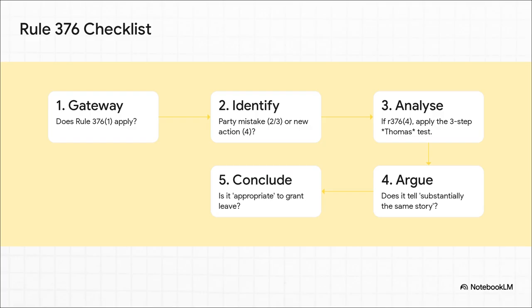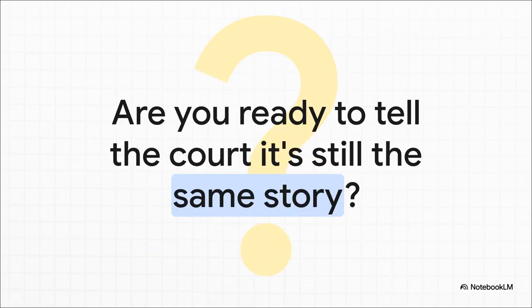Step 3. If it is Subrule 4, you must apply that three-step analysis from the Thomas case. No shortcuts. Step 4. This is where you argue. Use the case law, use the same story test to convince the marker. And Step 5. Bring it home. Conclude on whether it is appropriate for the court to grant leave, weighing everything up. And there you have it, a deep dive into the nuts and bolts of UCPR Rule 376.